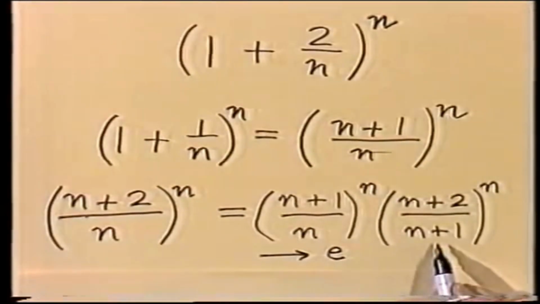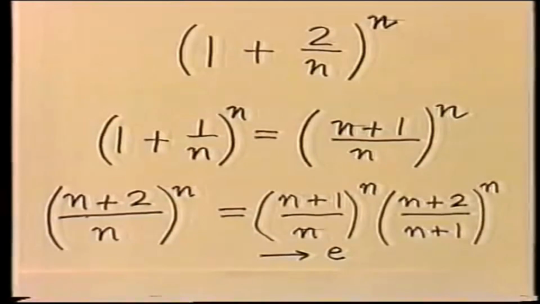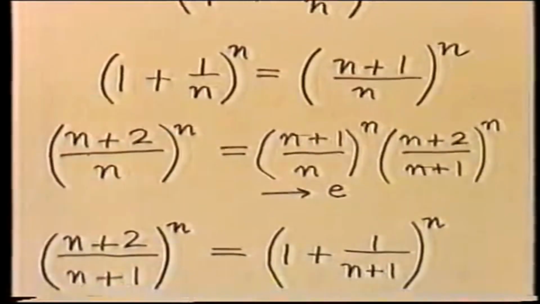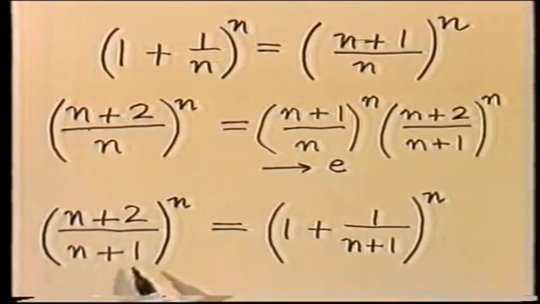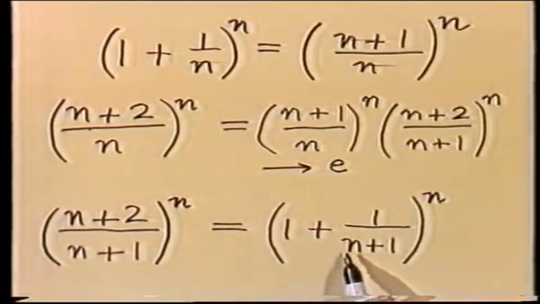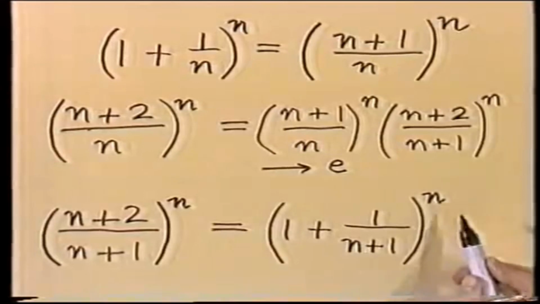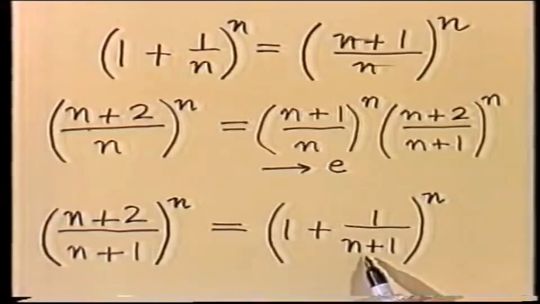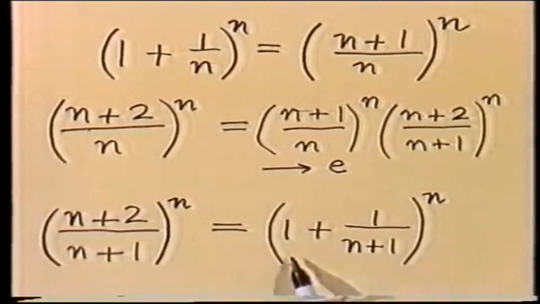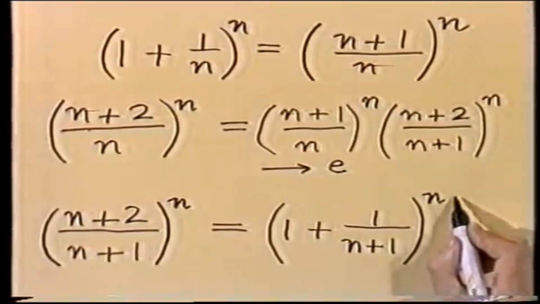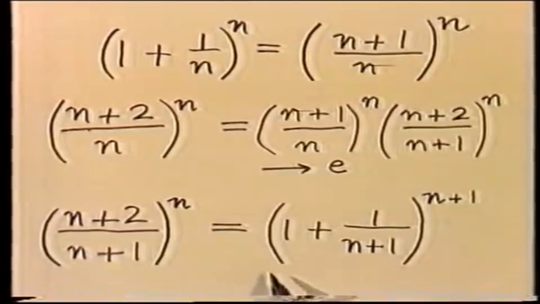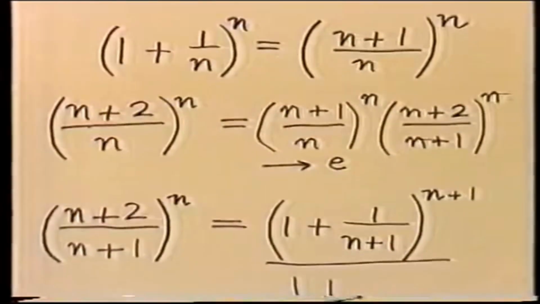How do we do that? Well, we can write this term in the following way. ((n+2)/(n+1))^n is (1 + 1/(n+1))^n. But now we've got a problem, because this n and this n+1 are different. However, if we multiply this by 1 + 1/(n+1), we get an extra 1 up there. But of course, we must divide through by the same thing.